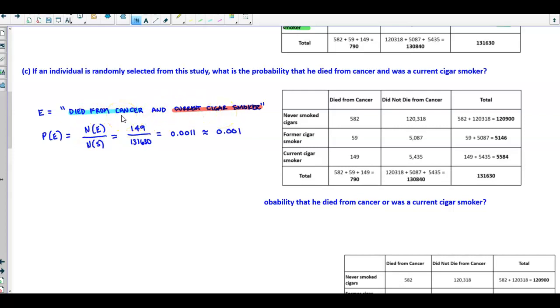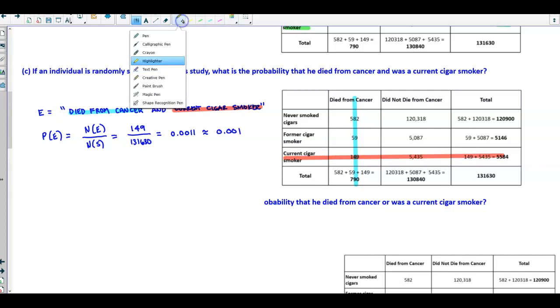So what that means is we need to look at the column that represents died from cancer. So we're going to go ahead and draw a line through that. Okay, and then we're going to look at the row where it says current cigar smoker. So we're going to draw a line through that. Now, where do they intersect?